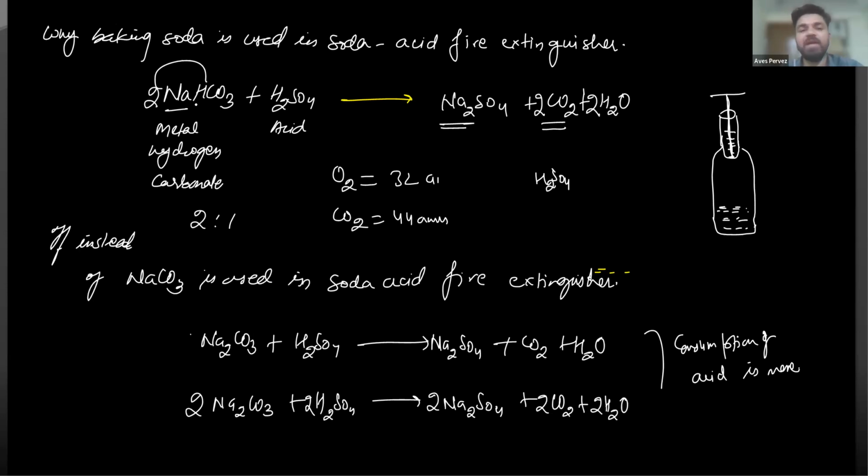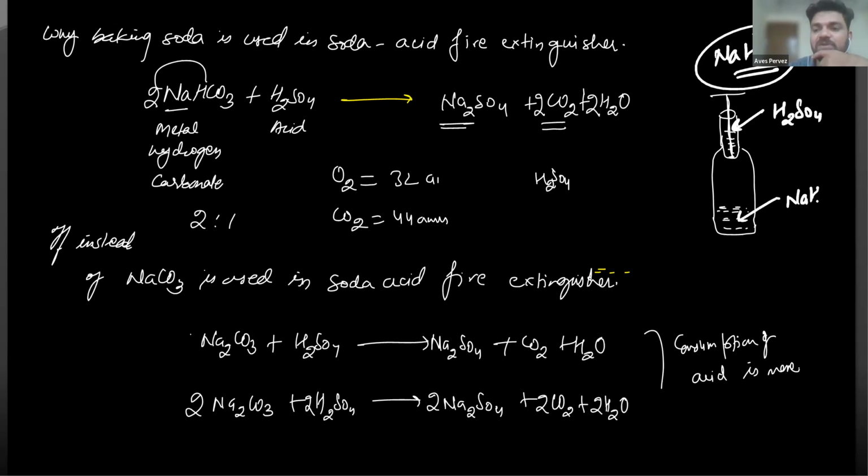Okay, the soda acid fire extinguisher also uses sodium hydrogen carbonate. So what is the use of baking soda? One, it is used for baking purposes, and second, it is used in the soda acid fire extinguisher. In this extinguisher there is a bottle of H2SO4, and at the bottom we have baking soda, NaHCO3. When we press the knob, the bottle breaks and the acid comes in contact with the baking soda and reacts with it. Metal hydrogen carbonate, when it reacts with acids, gives you salt plus water plus carbon dioxide.